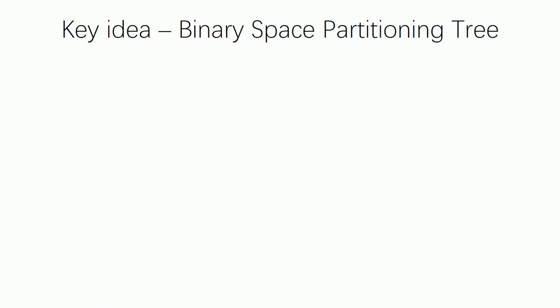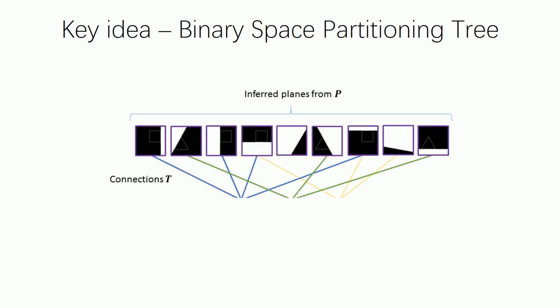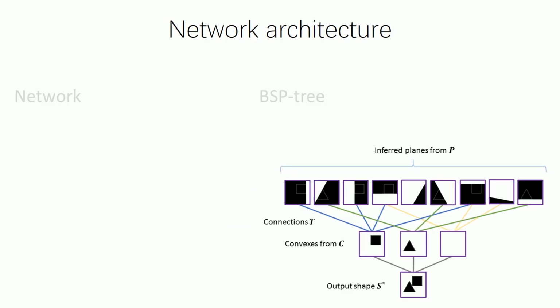Our key idea is derived from binary space partitioning trees. Given a set of oriented planes, and the connections to group them, we can compute the intersection within each group to obtain convex shapes, and then take their union to construct the final output. The entire process is based on CSG operations, hence the output shape is a polygonal mesh. We designed the network in such a way that each component represents a part of the BSP tree.